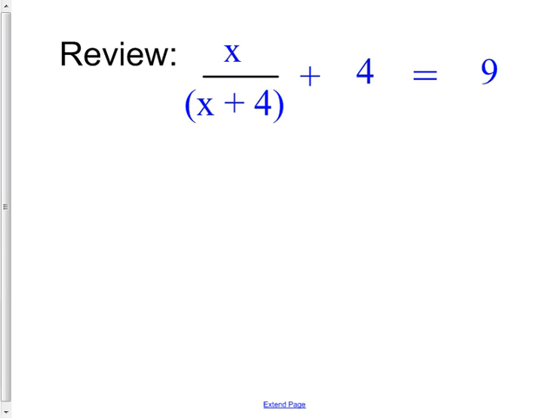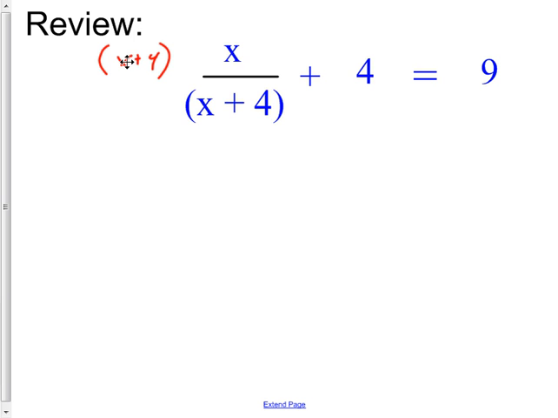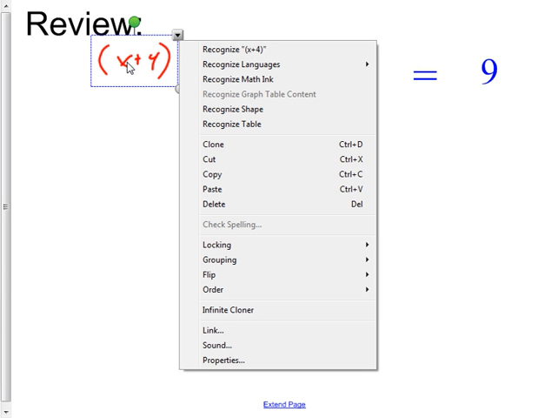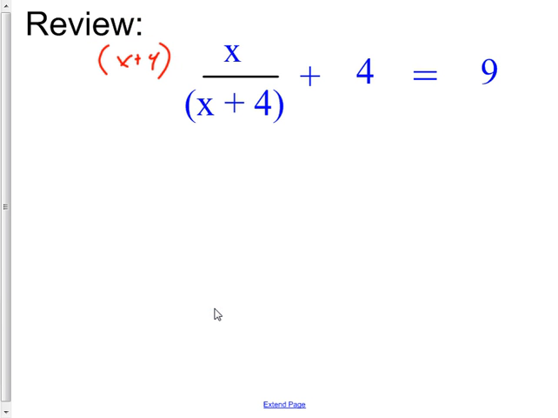All right, now, on your paper. I can cheat and make an infinite cloner here. There, I multiplied everything by x plus 4. Now I actually multiply it out.